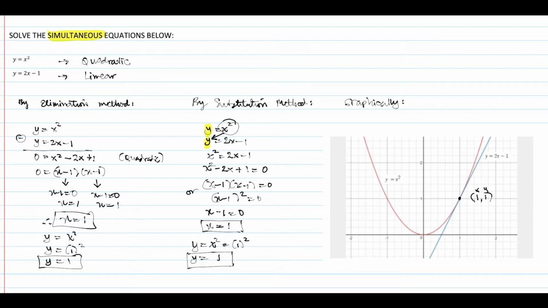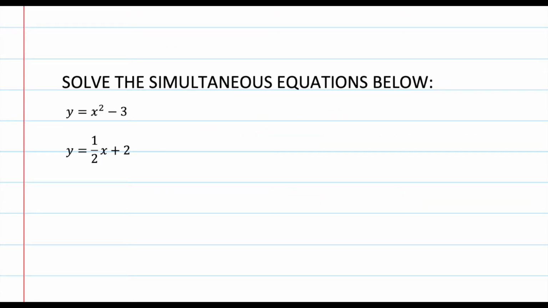All three methods agree on the same thing: the resulting x value and the corresponding y value are both shared by the two equations, thus, we call these values the solutions of this set of simultaneous equations. Study the next example of simultaneous equations in which one is quadratic and the other is linear.